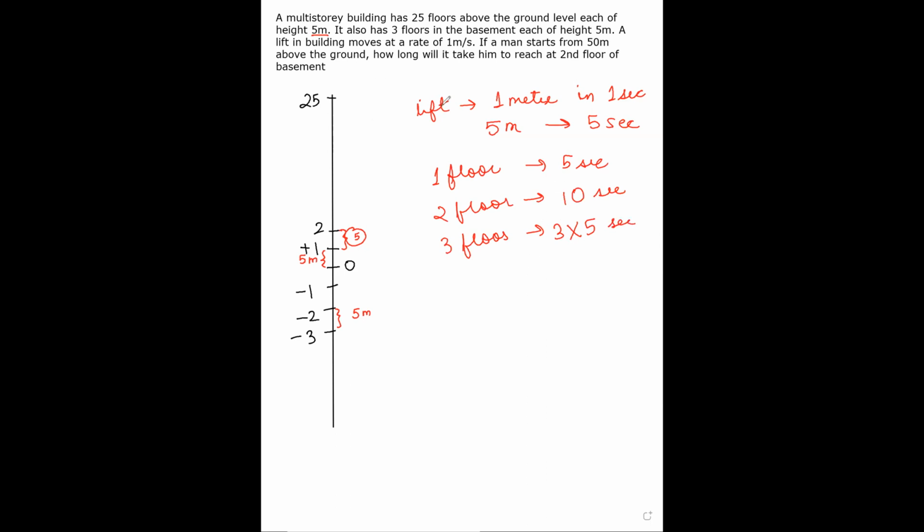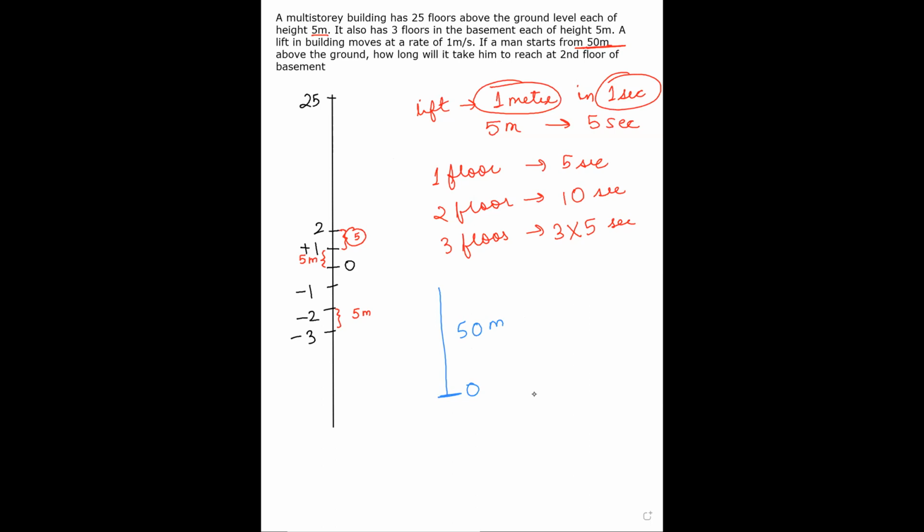Okay, so now the question is, if a man starts from 50 meters above the ground, how long will it take him to reach the second floor of the basement? So see, 1 meter in 1 second. First we have to divide this into two parts. First, that man is 50 meters above the ground, then he will reach 0, the ground level.